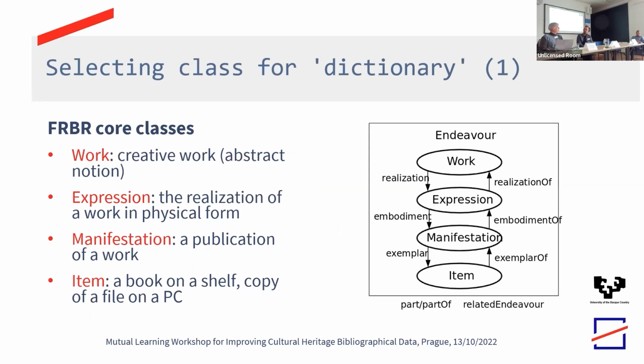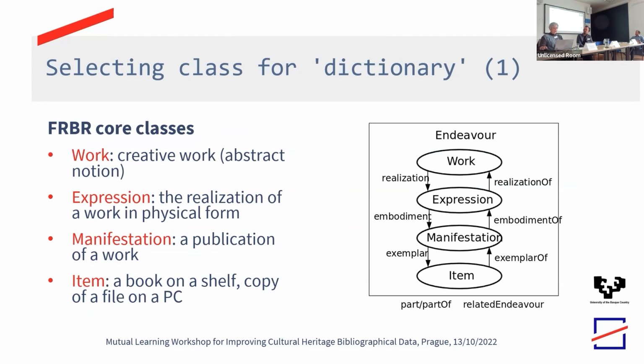I'm not going to take too much time to talk about the FRBR model. This was discussed yesterday. There are 4 core classes: work, the abstract notion, expression, manifestation, and item, which is a book on a shelf or a copy of a file on a PC.